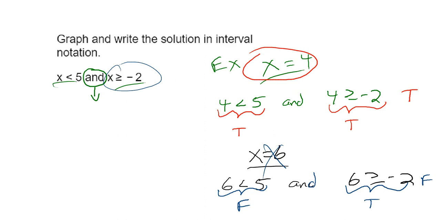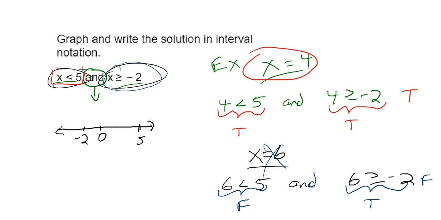I would suggest graphing both of these individual inequalities, this one here and this one here, on the same real number line. So I'm going to draw one real number line. I always like to put 0. We have positive 5, which will be to the right of 0. We have negative 2, which will be to the left of 0. And graph both of these on the same real number line.